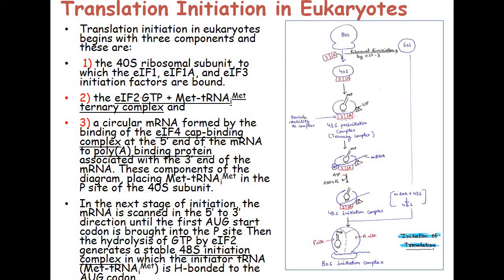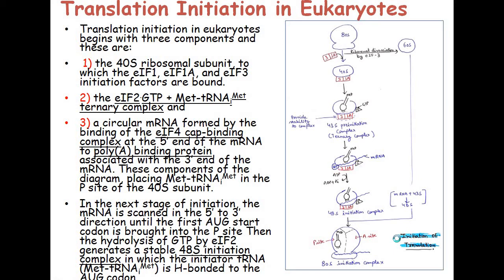In the final stage of the initiation, a stable 80S initiation complex is created, and this complex contains the complete exit site, the P site or the peptidyl tRNA site, and the A site, that is the aminoacyl tRNA binding site, with the Met-tRNA bound to the P site. So this is the 80S initiation complex, which is the final stage of the initiation.